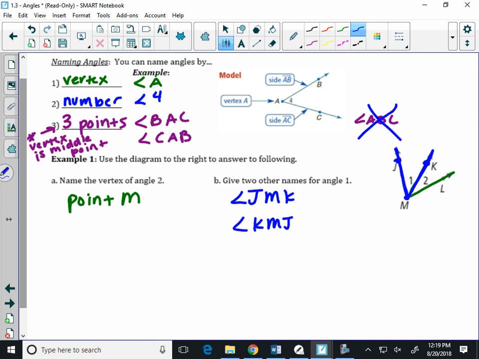Could we have named this one angle M? Is that appropriate? Why not? Yeah, there are other angles sharing that vertex M. There are actually 3 angles in this diagram that have a vertex of M. Angle 1 has a vertex of M. Angle 2 has a vertex of M. And this whole big giant angle has a vertex of M. So if you named it angle M, I don't know which one of those angles you're talking about. So you have to be very, very careful with that. Questions?